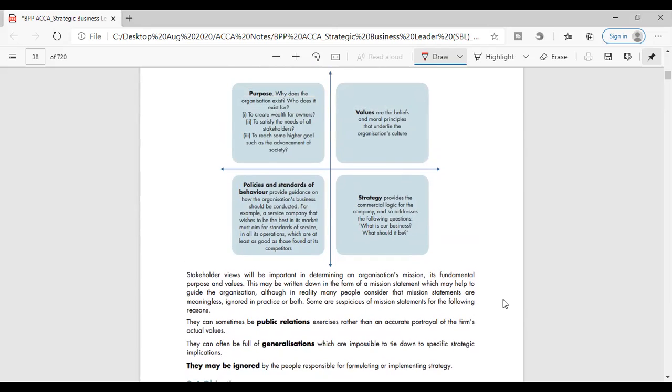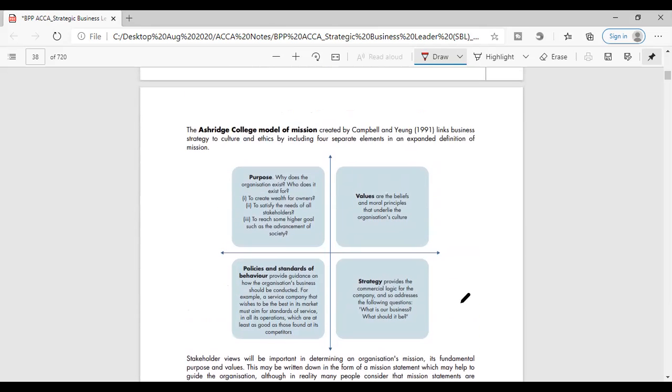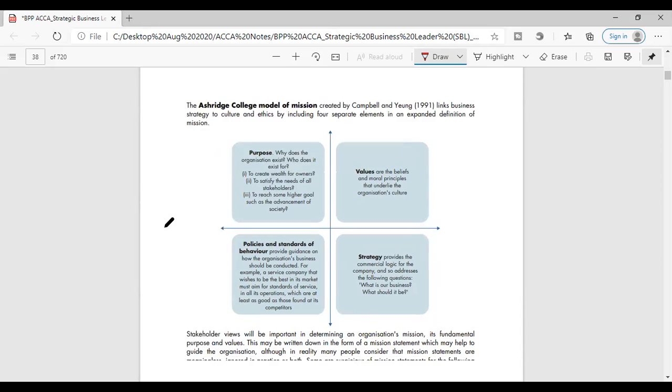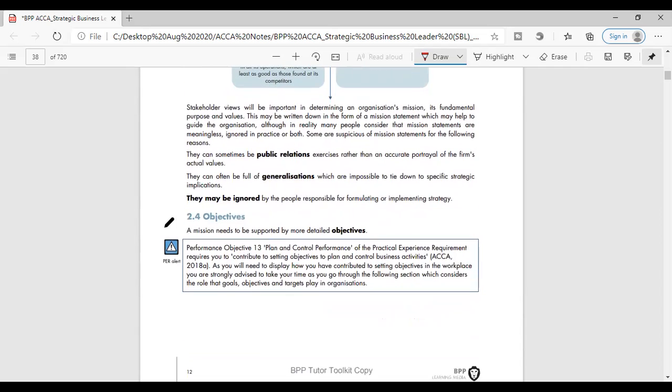Of course, just like any other model, it will have its own limitations, but we can just remember that the Ashbridge College model has four aspects: strategy, value, purpose, and policies. And I'm sure that you will be creating your own acronyms, right? Strategy, value, purpose, policy. So something like SVPP. Start to create some acronyms for your notes, and that will help in revising as well.